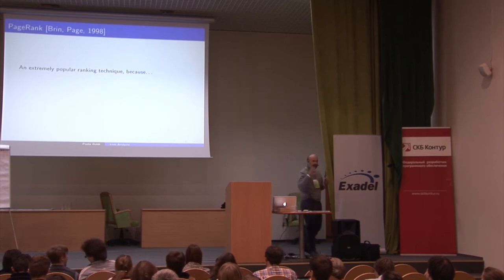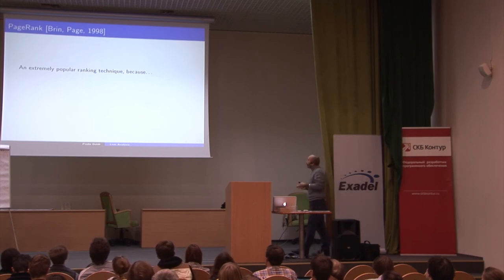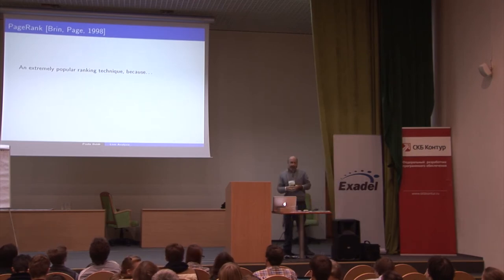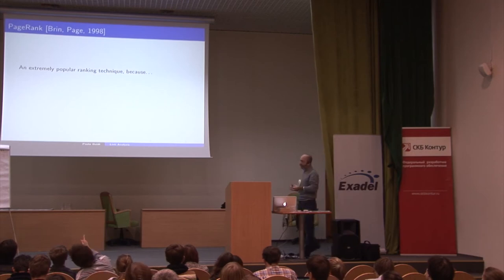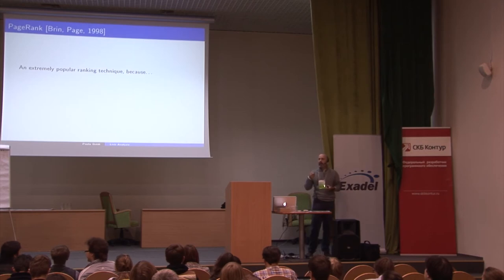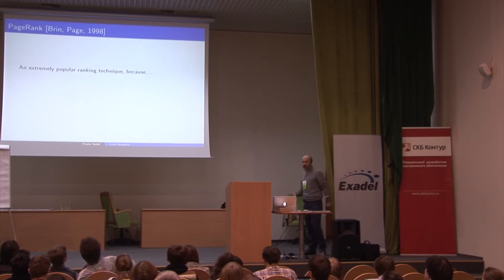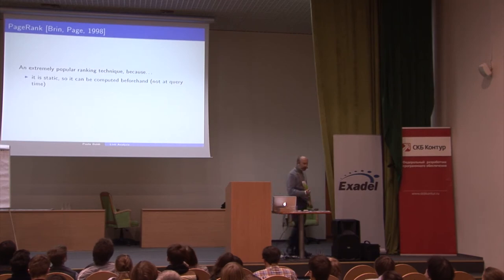But the main character of this class is PageRank. PageRank was introduced by Brin and Page, who are actually the founders of Google, in 1998. And many people say that it's the real secret ingredient that made Google so popular at that time. And it is popular because, first of all, it is static, so you can compute it beforehand.